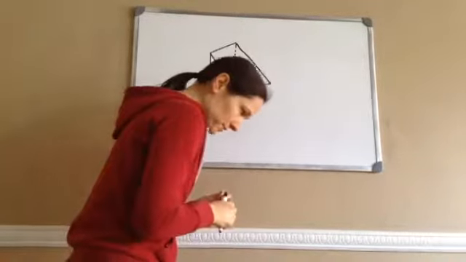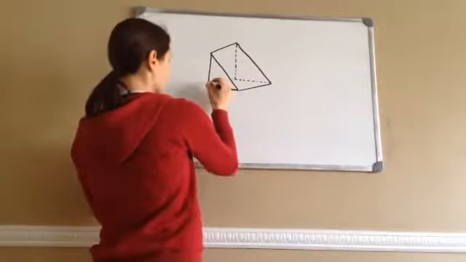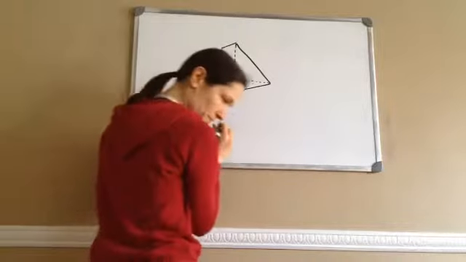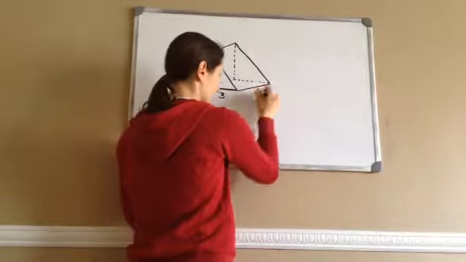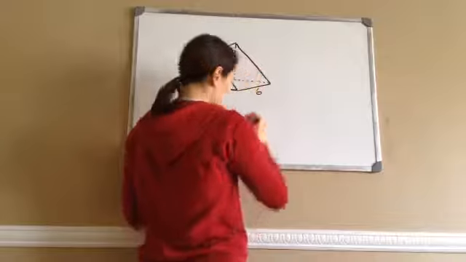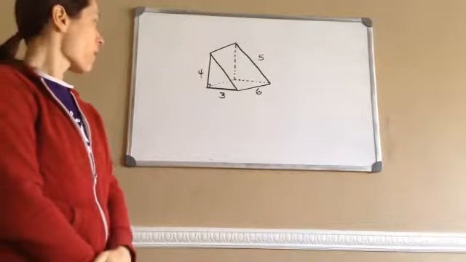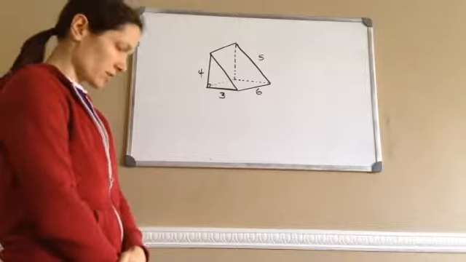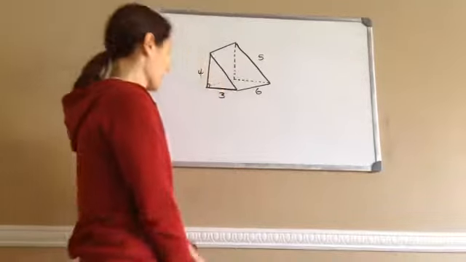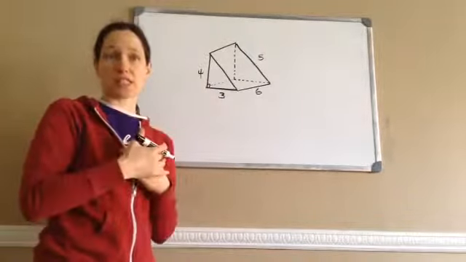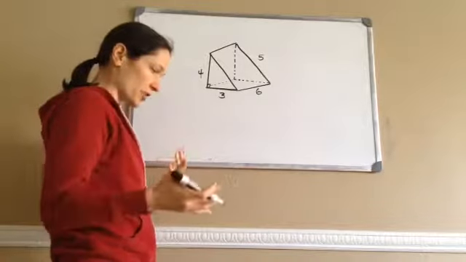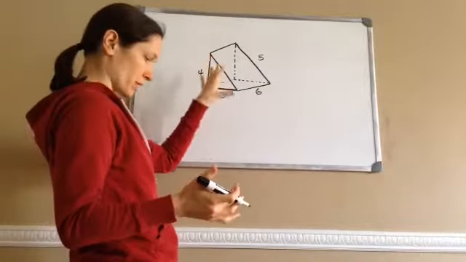Okay, now, here's what they tell me. 4, 3, 6, and 5. Okay, got all those? Go and write those in so we can get going. Okay, I'm ready. Alright, so help me figure out the surfaces. They tell me to find the surface area of this triangular prism.